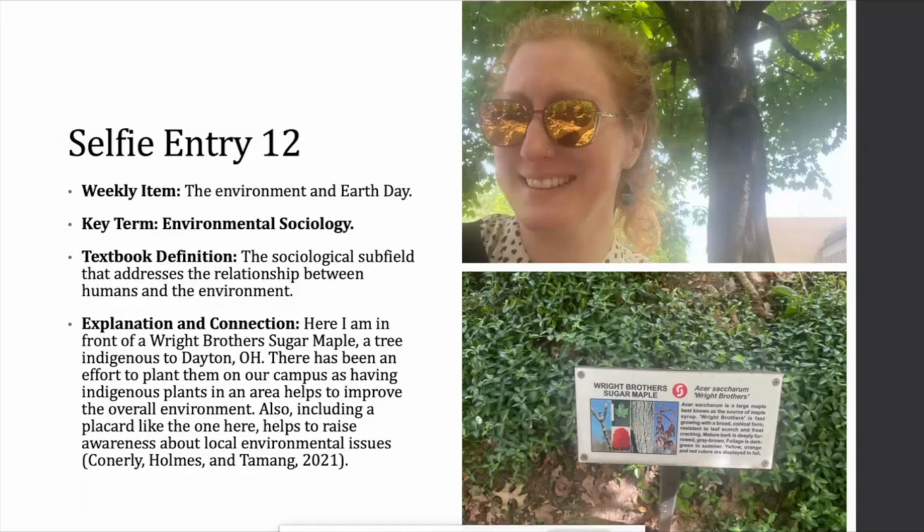Also including a placard like the one here that's in front of the tree helps to raise awareness about local environmental issues. And so again, thinking about having a positive impact on environmental issues and creating positive change related to this social justice issue. This is how Sinclair is doing our part. We're planting indigenous plants and trees, and we're raising awareness about these plants and trees.